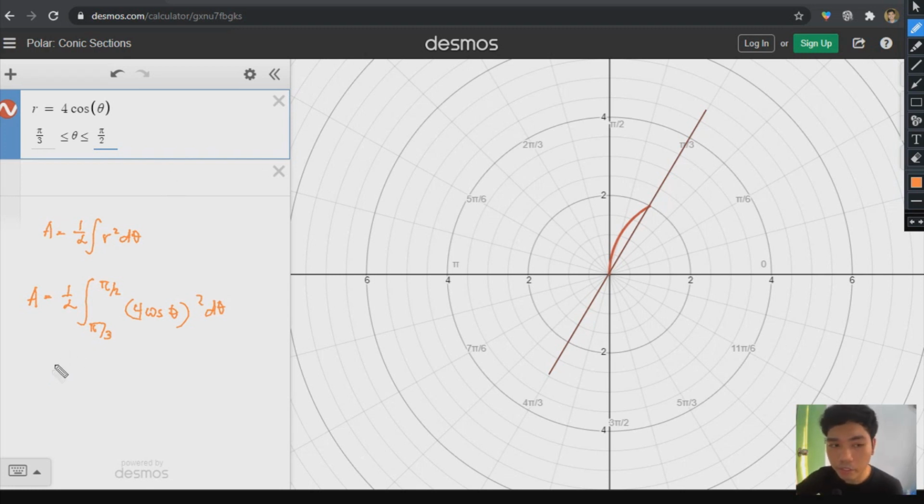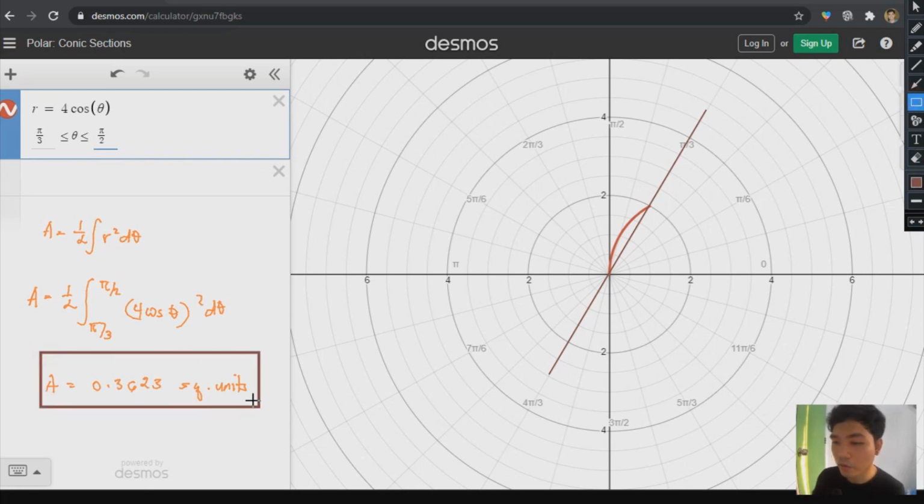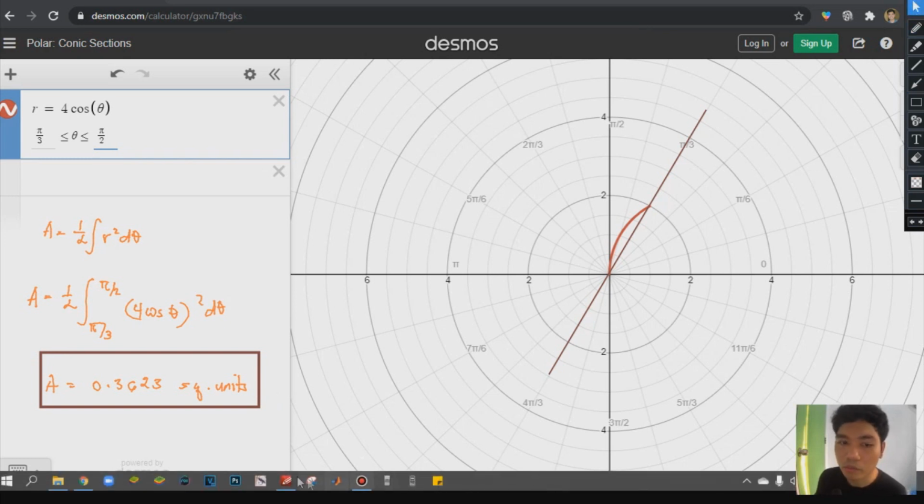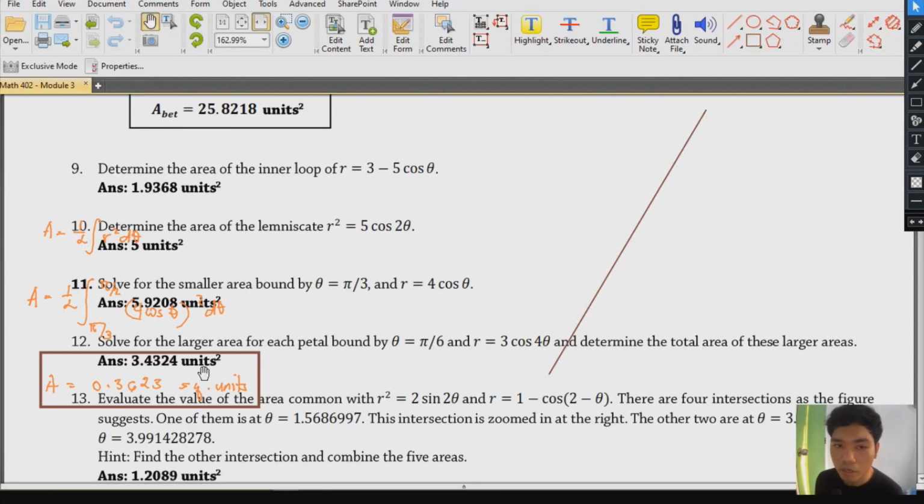The area is equal to 0.3623 square units. Okay, so this is your area for this case. So yun na yun. Oops, box natin. Okay. And I think yung nasa handout nyo is actually a different value. So, let's go back to that. So, actually dito is, ayun, iba nga siya.